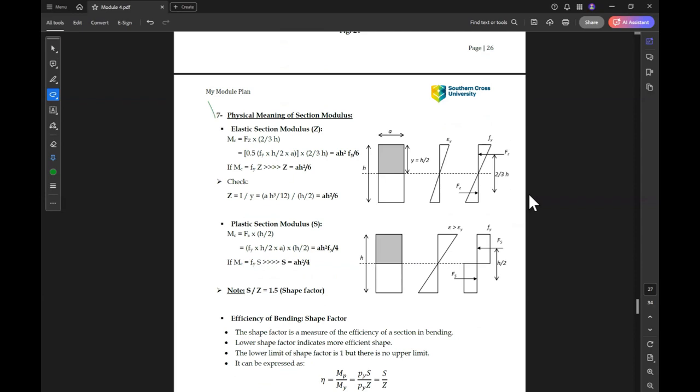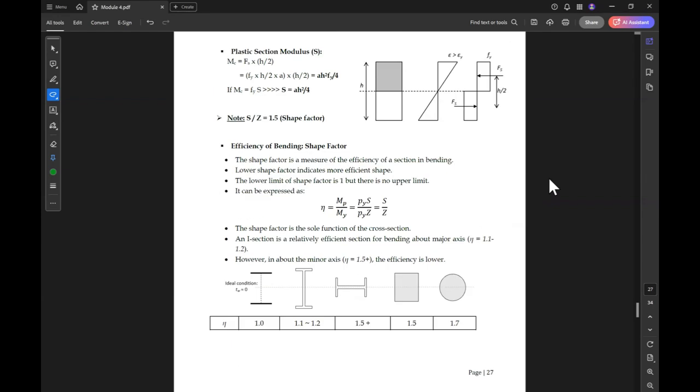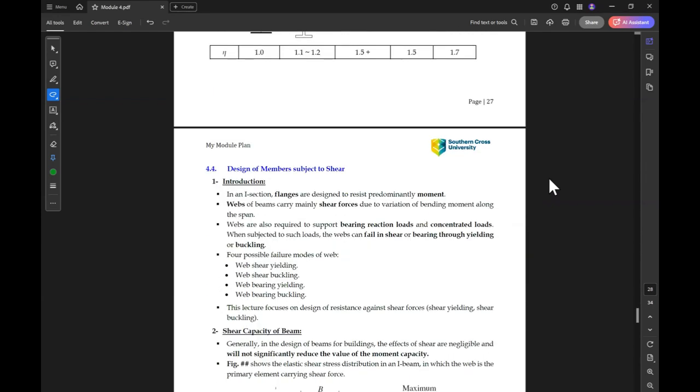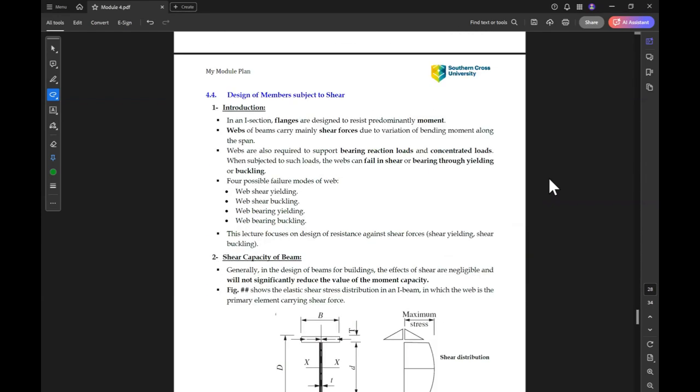Okay, for the section modulus, you can have a quick read on that, but we don't go in depth on this one. Not much is needed from it. And finally, we go to the design of members subjected to shear. As you know, beams are designed for shear. The shear acts mainly on beams as well, so the beams are under flexure and under shear.